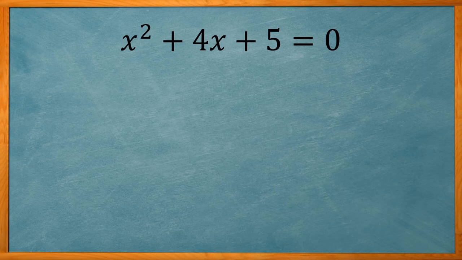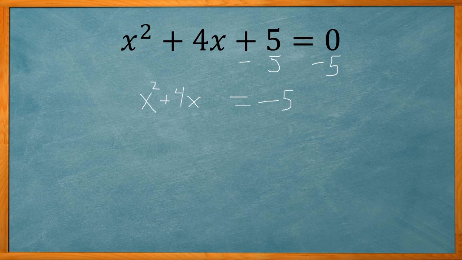Now in this example, we have x squared plus 4x plus 5 equals 0. So again, I want to get the constant term on the other side. So I'm going to subtract 5. That leaves me with x squared plus 4x equals -5.